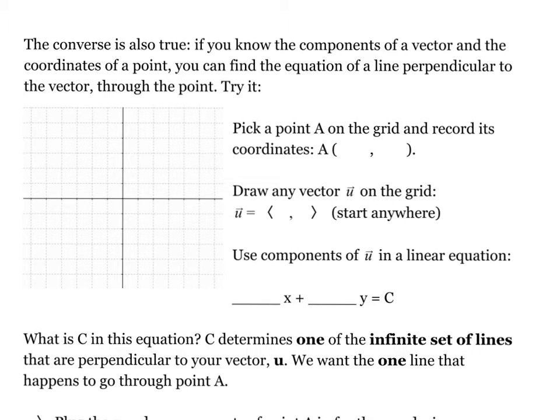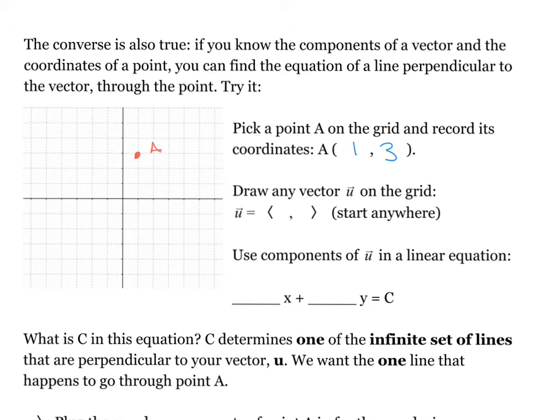Coordinates. So let's say I pick this point here. We're going to label that A. And again, you can pick any point you want. So that's coordinates 1, comma 3. Now, I want to draw a vector u on the grid. Well, I can start that vector anywhere and make it go in any direction you want.